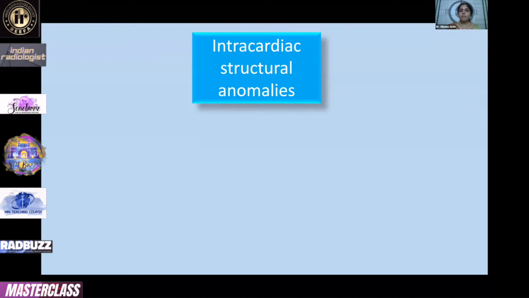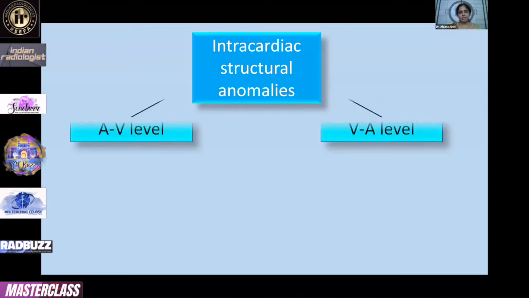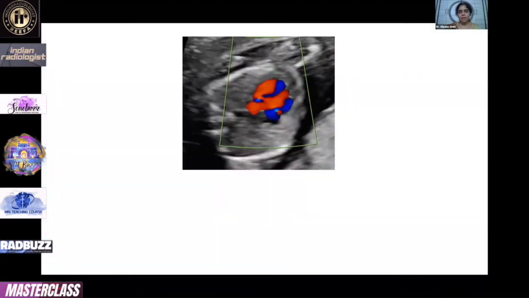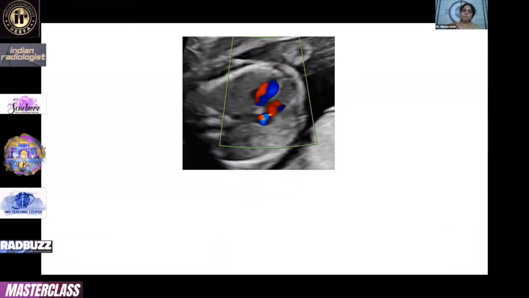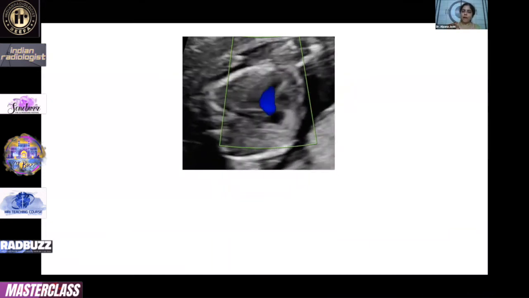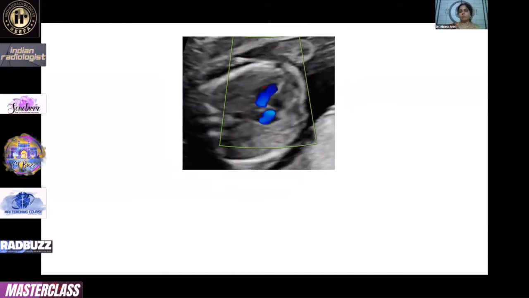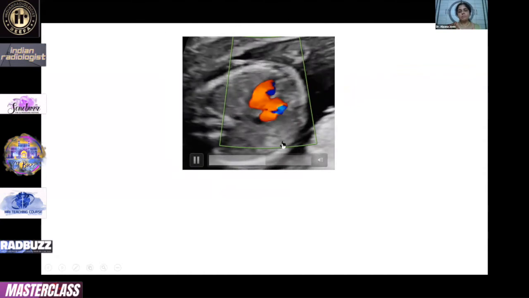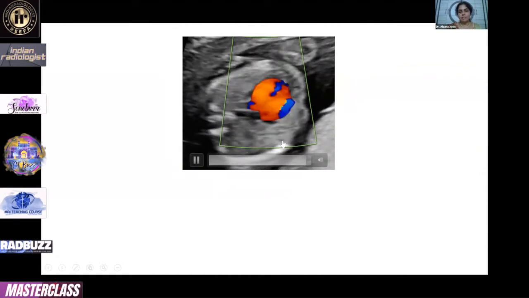So when we are talking of right-sided intracardiac structural anomalies, things can go wrong at two places. That is at the AV level, the tricuspid, and at the ventricular-arterial connection. Babies don't come with the diagnosis, so we should try to analyze the heart, look for the diagnostic clues, and learn the theory about it. So this is a routine anomaly scan at 19 weeks.